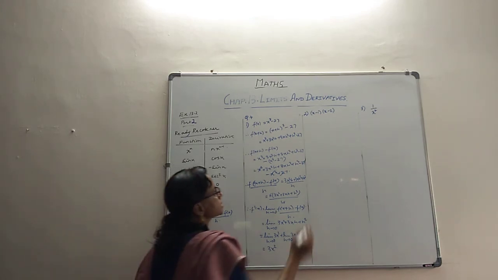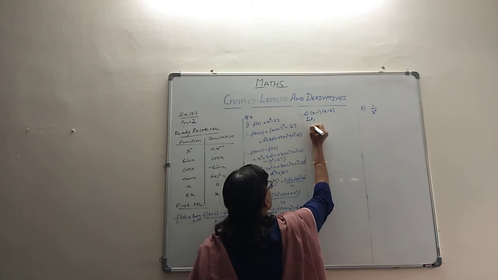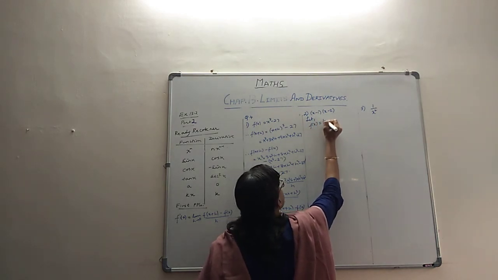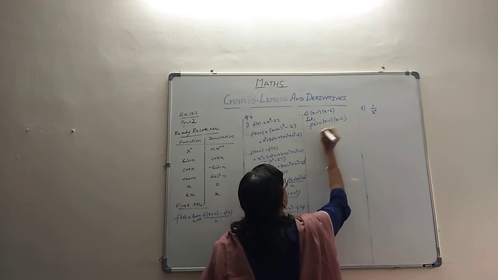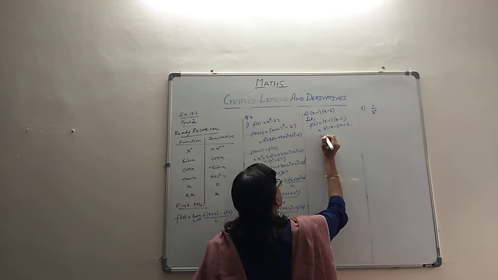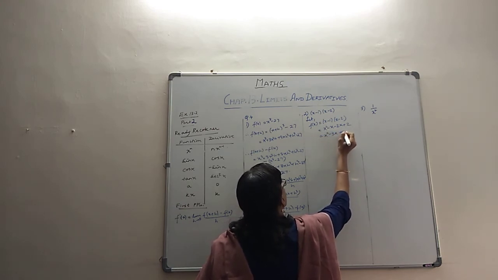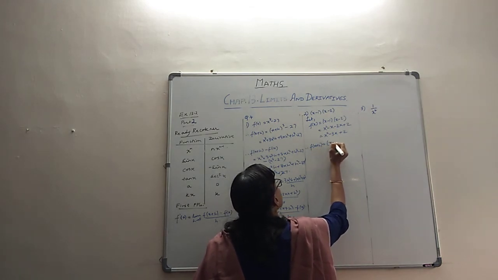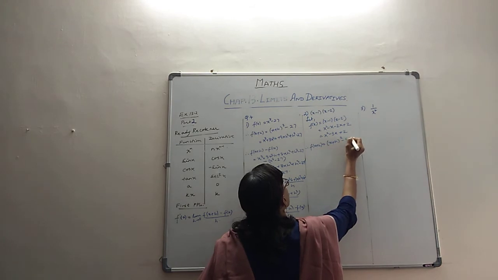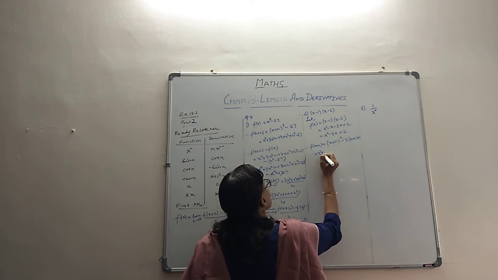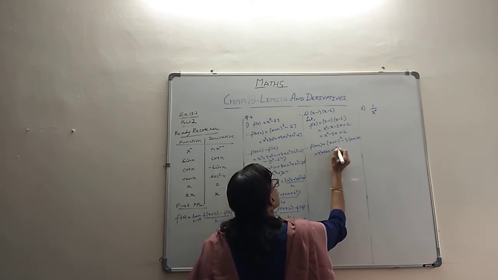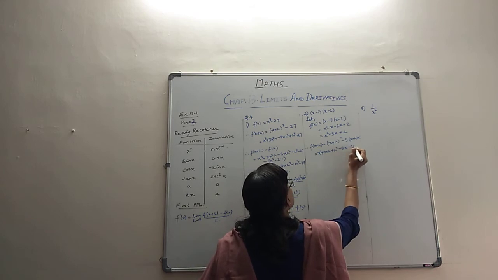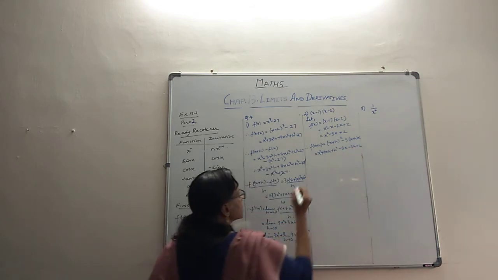Now similarly, let's take the next function. Let's call it f of x as x minus 1 into x minus 2. Let's expand it. It is x squared minus x minus 2x plus 2, which is x squared minus 3x plus 2. So what is f of x plus h? It is x plus h the whole squared minus 3 times x plus h plus 2. So it is like x squared plus 2xh plus h squared minus 3x minus 3h plus 2. Right?